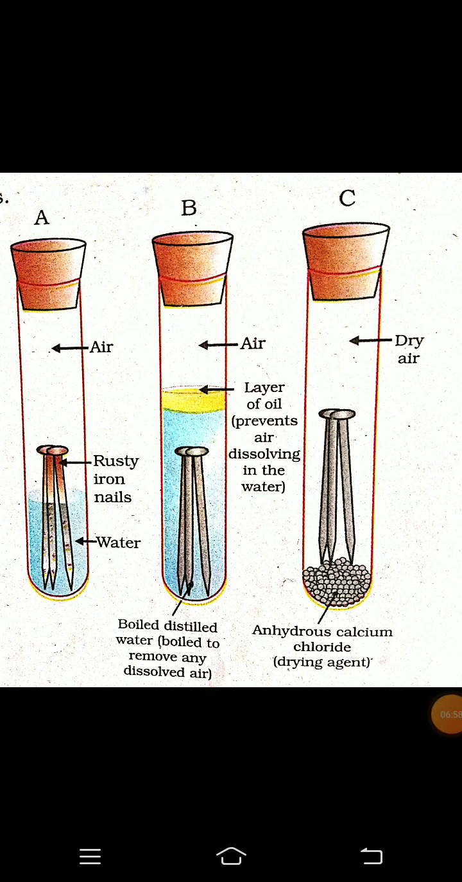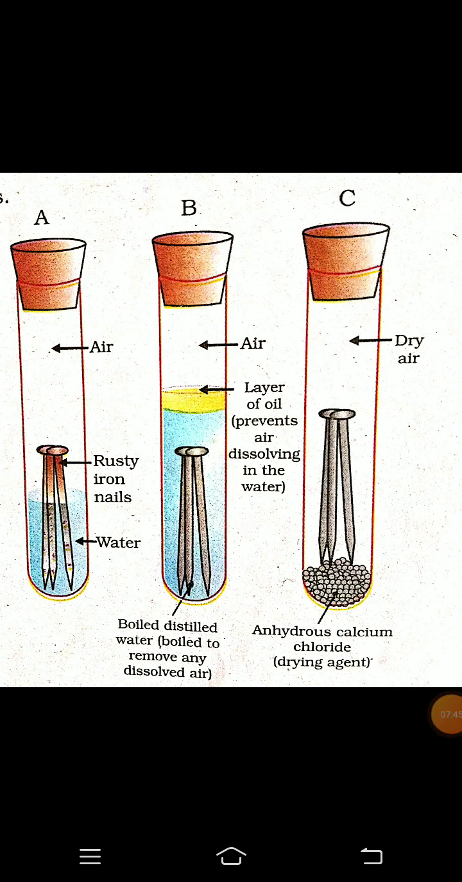As observation, we will see that the iron nails will rust in test tube A. You can see that in the figure. But the iron nails do not rust in test tubes B and C. In both test tube B and C, iron nails will not get rust. In test tube A, the nails are exposed to both air and water. Okay, because there we have poured water. In test tube B, the nails are exposed to only water. And the nails in test tube C are exposed to dry air.